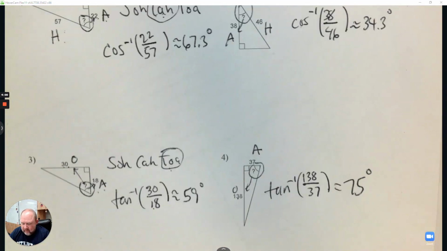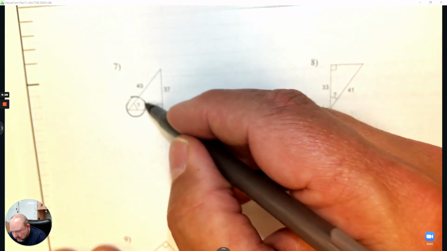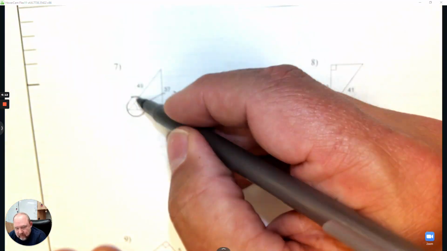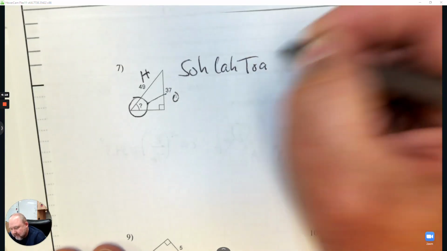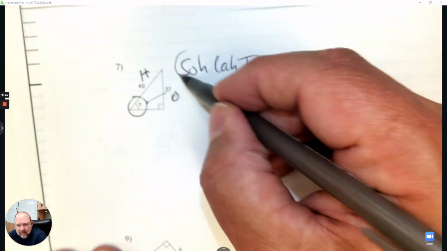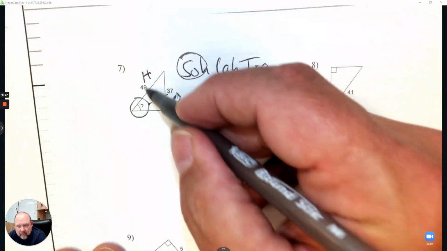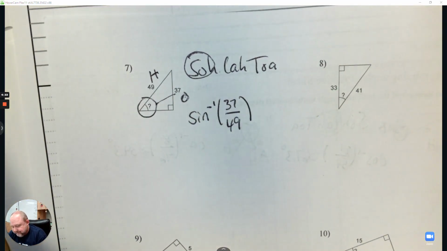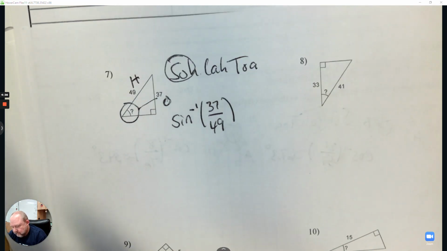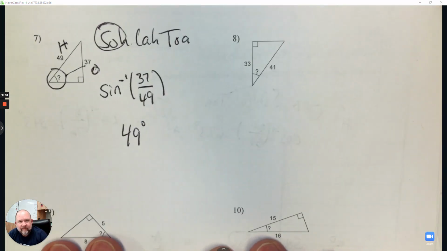All right, turn the page. Again, press pause. Maybe the hardest part is labeling it, right? So 37 is opposite, and 49 is the longest side, which is the hypotenuse. We write down SOHCAHTOA and go, okay, O and H. Make sure we circle the correct one. When finding a missing angle, it's the inverse with the ratio inside. So that's 37 over 49. And then use your calculator. And that's 49 degrees.